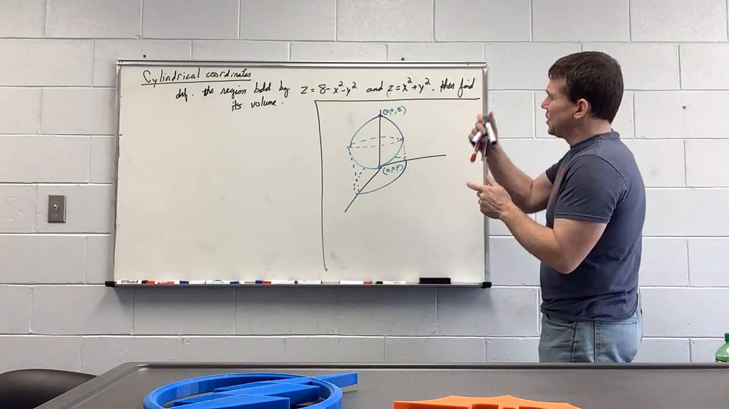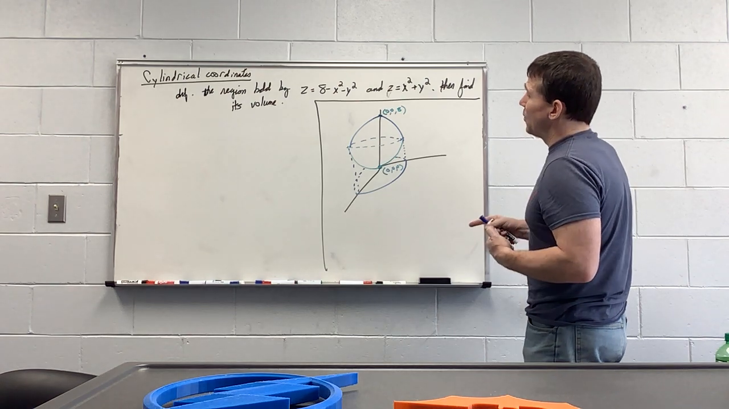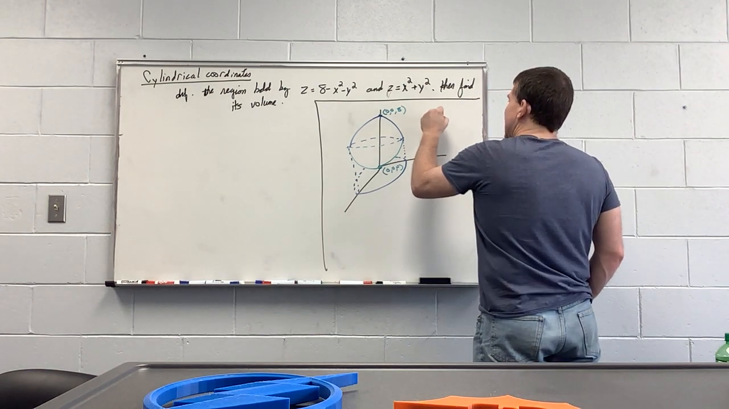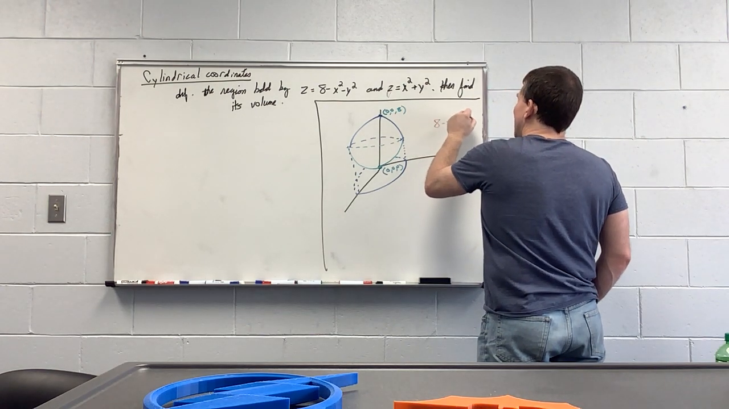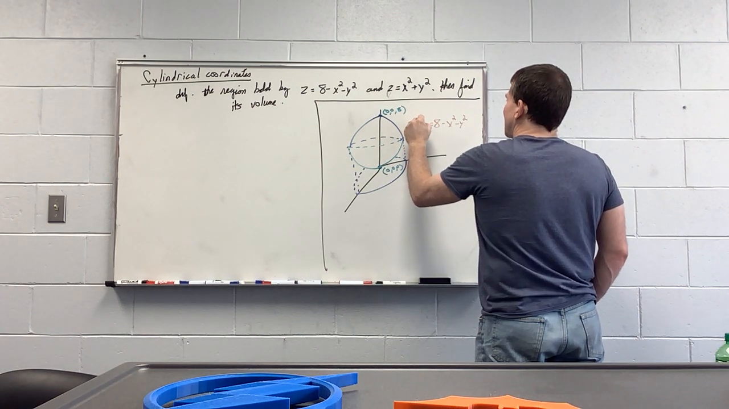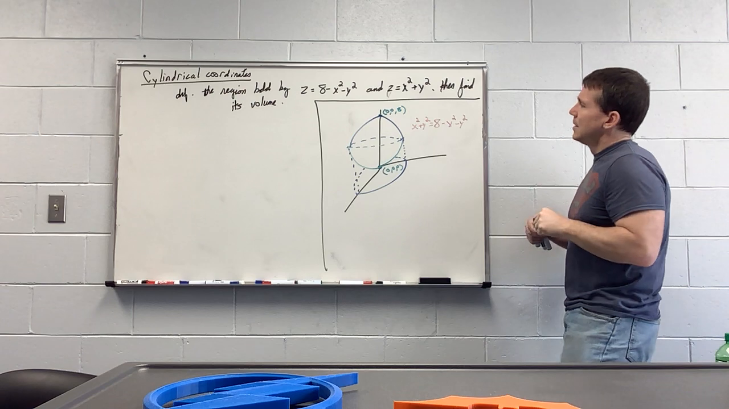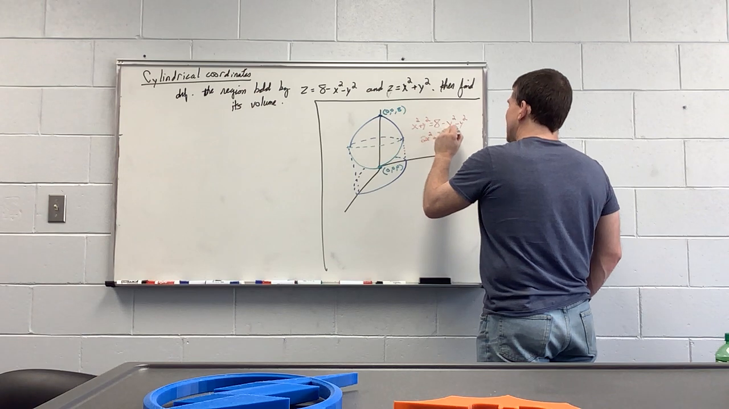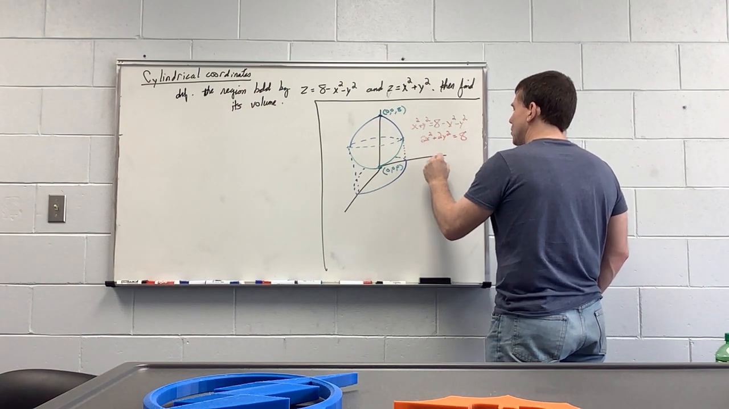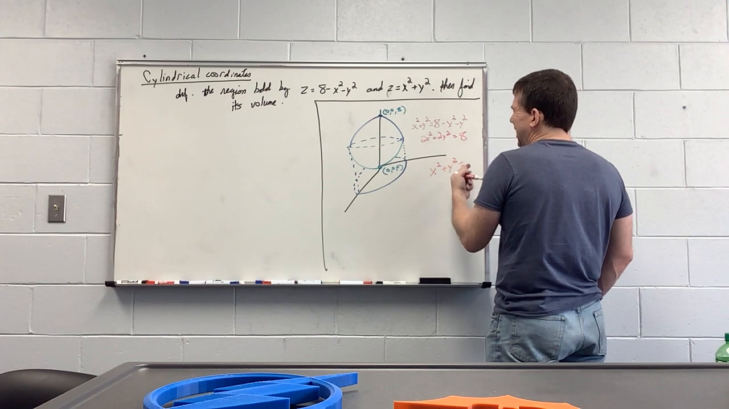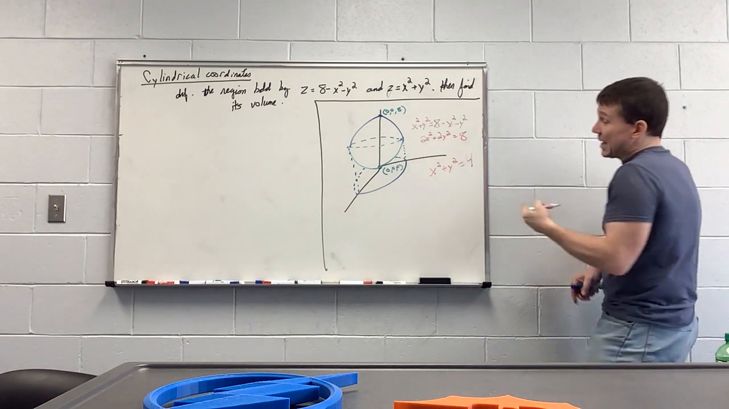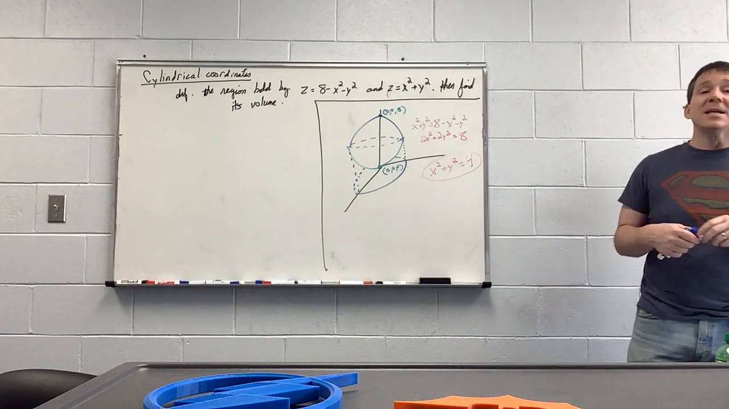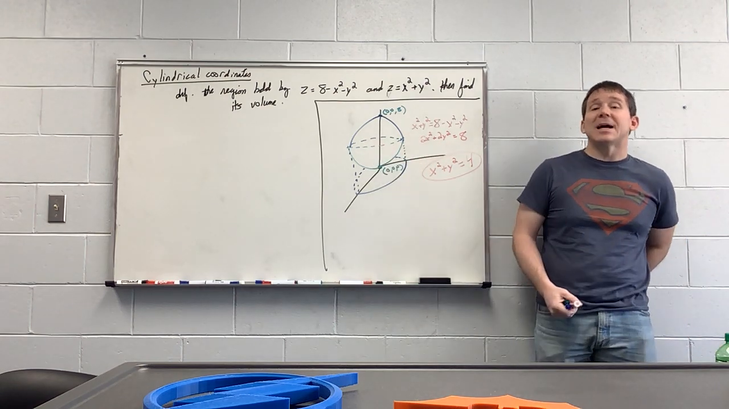I suppose if we're going to do that, we should at least check. If I want to know where they intersect, I set them equal to each other. So I get 8 minus x squared minus y squared equals x squared plus y squared. Add those, I get 2x squared plus 2y squared equals 8. Divide everything by 2. I get x squared plus y squared equals 4, which means they intersect on the circle centered at the origin of radius 2. So that's where these two things intersect.